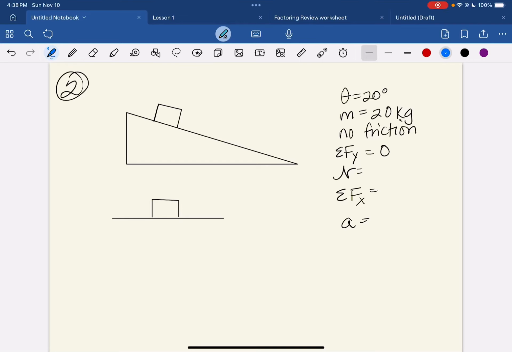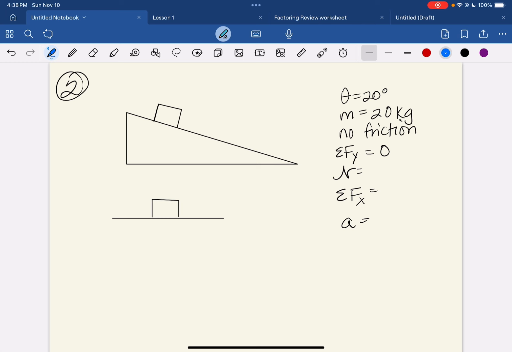Here is problem 2, the second inclined plane. This is the one in the center of the sheet. We have a 20 kilogram object. Again, I told you guys in class to put an angle of 20 degrees there. The sum of the forces in the y direction is going to be 0.